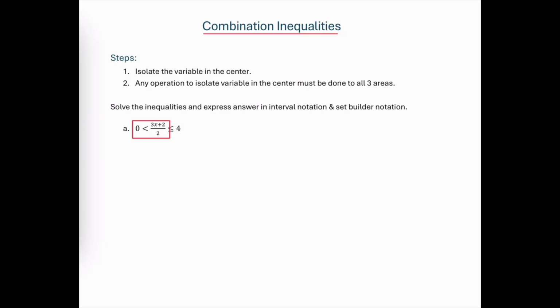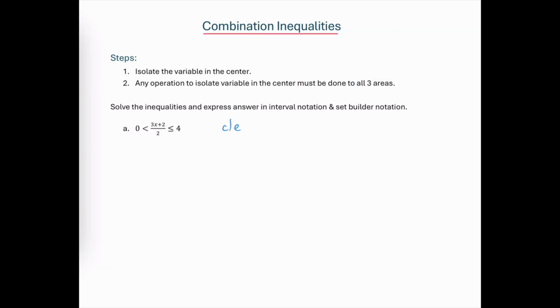to 4, and at the same time, we're looking at (3x plus 2) over 2 is strictly greater than 0. To solve this combination inequality, the idea is that we're going to isolate the variable in the center of the inequality, and anything that we do to isolate that variable has to be done to all three areas. Essentially, we need to do the same thing to both sides of this inequality and this inequality. So to solve both at the same time, we need to do the same thing to all three areas.